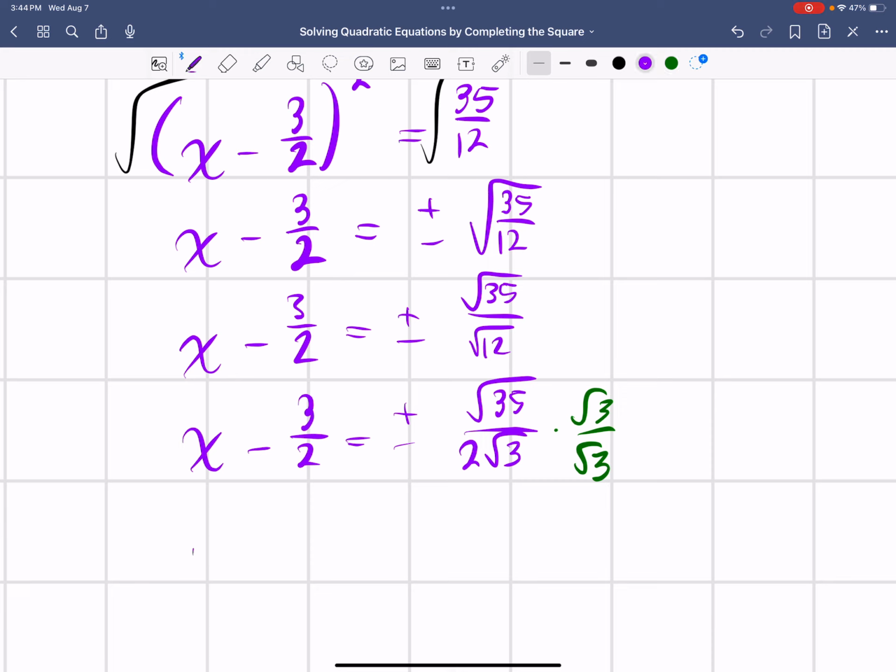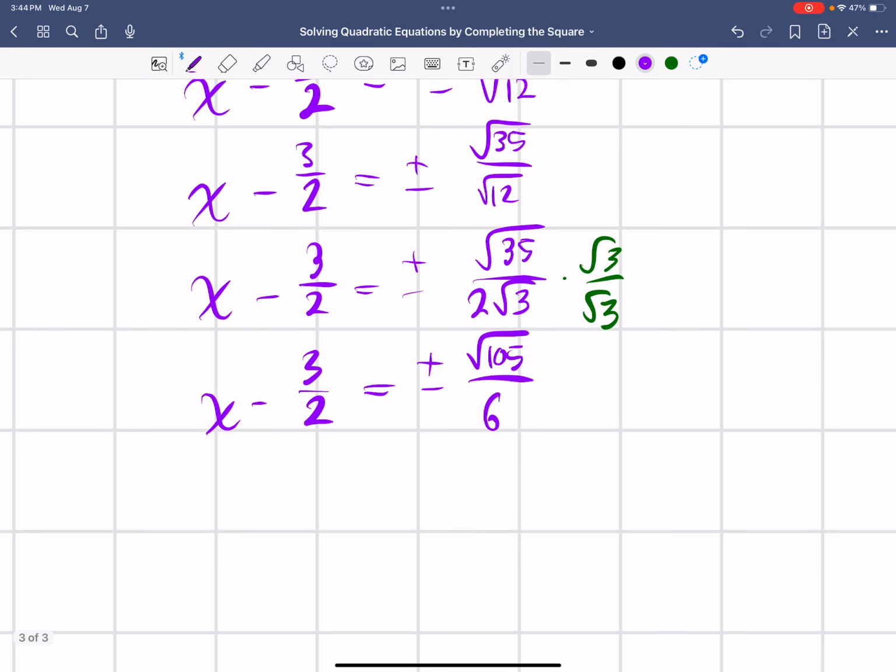So now we get x minus 3 halves equals plus or minus. On the top, what is that? Let's see, that's root 105 over, that's 2 times 3, which is 6. Last step is to add 3 halves to both sides in order to isolate x. So we get 3 halves plus or minus root 105 over 6.